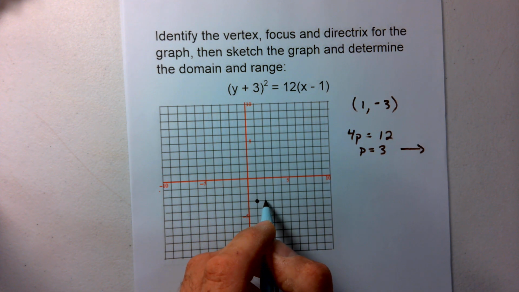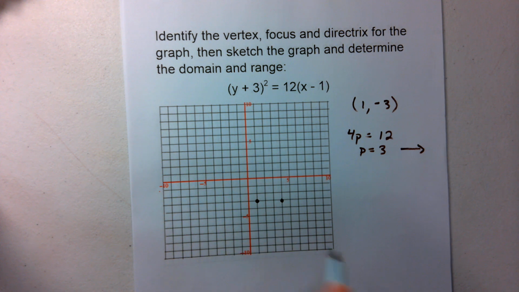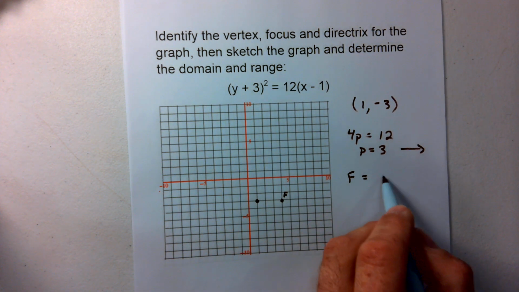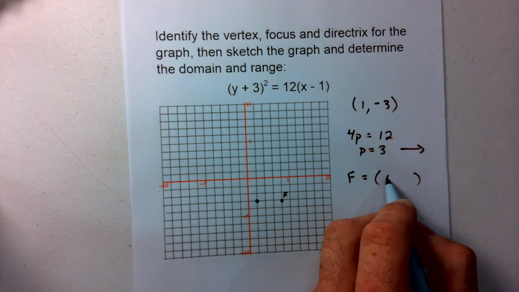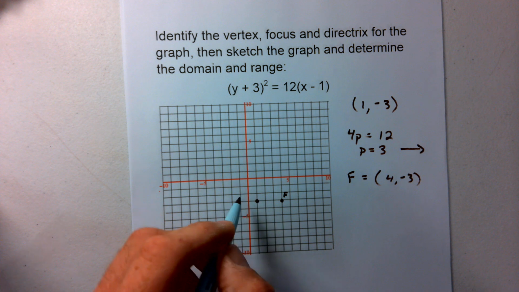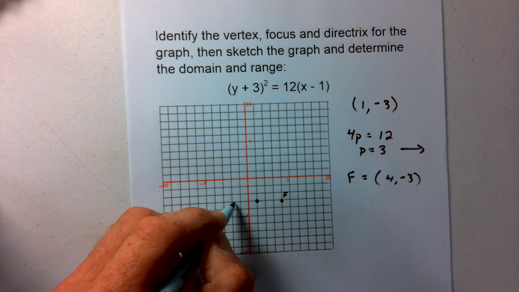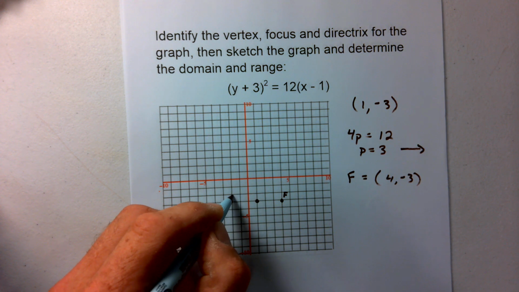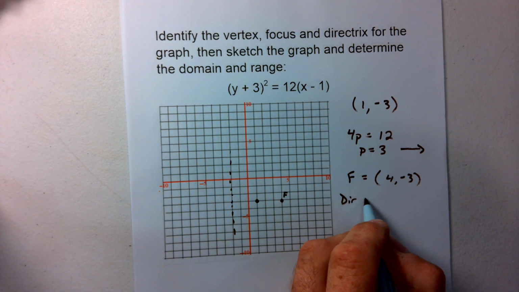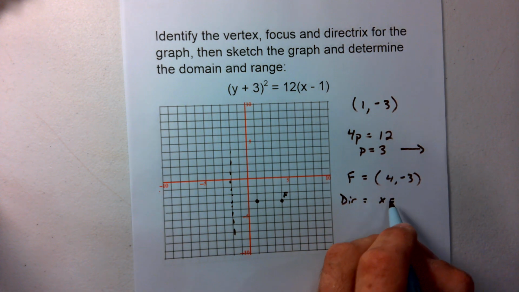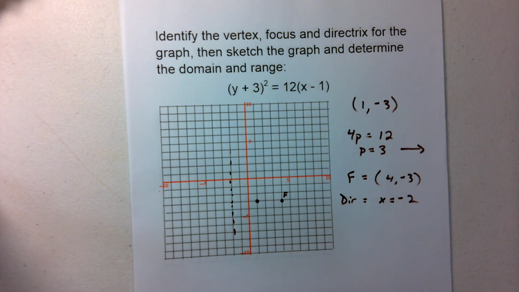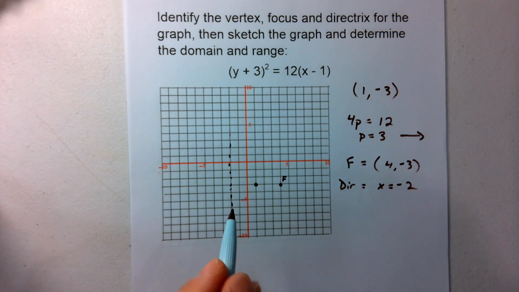So I can come 3 units to the right, and it's going to give me my focus. So my focus is going to be at the point for the negative 3. My directrix is going to be 3 units to the left. So it's going to come through here. And that's going to have the equation x equals negative 2 this time. Remember, I have a vertical line. The equation of a vertical line is going to be in x equals form.